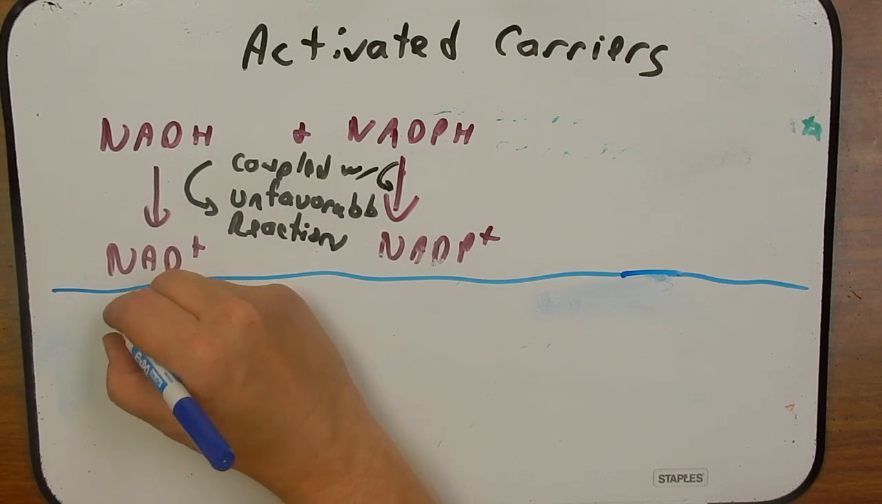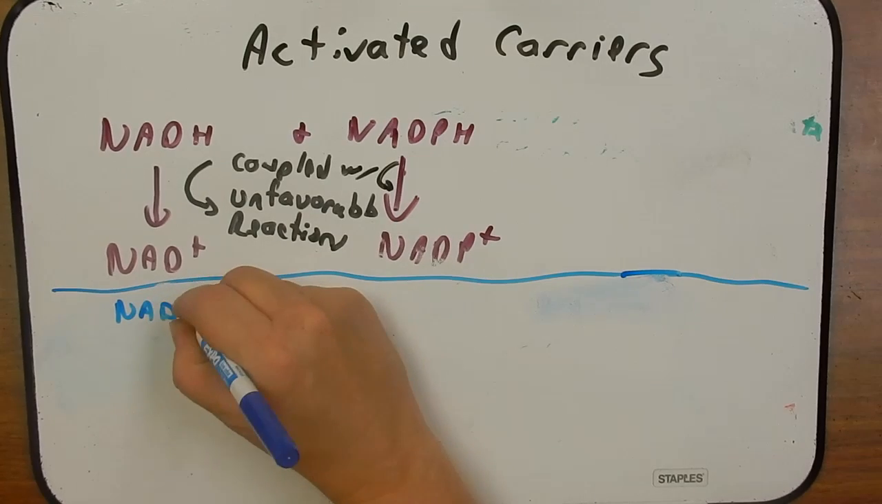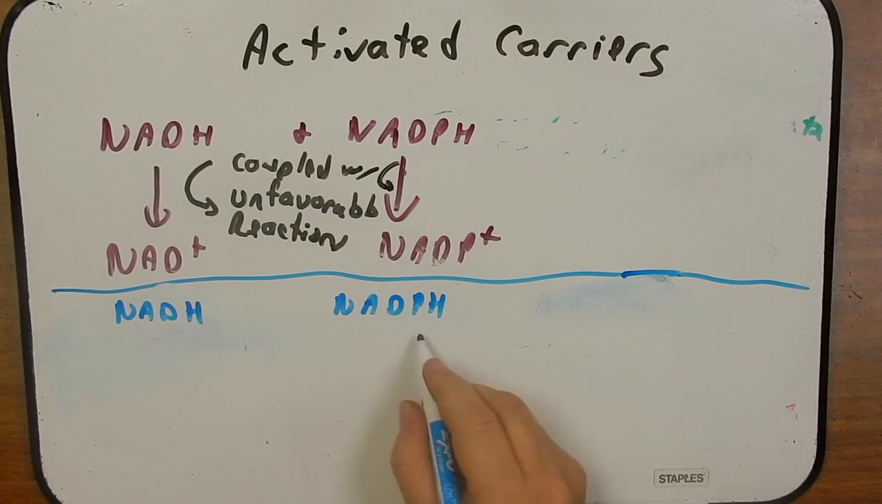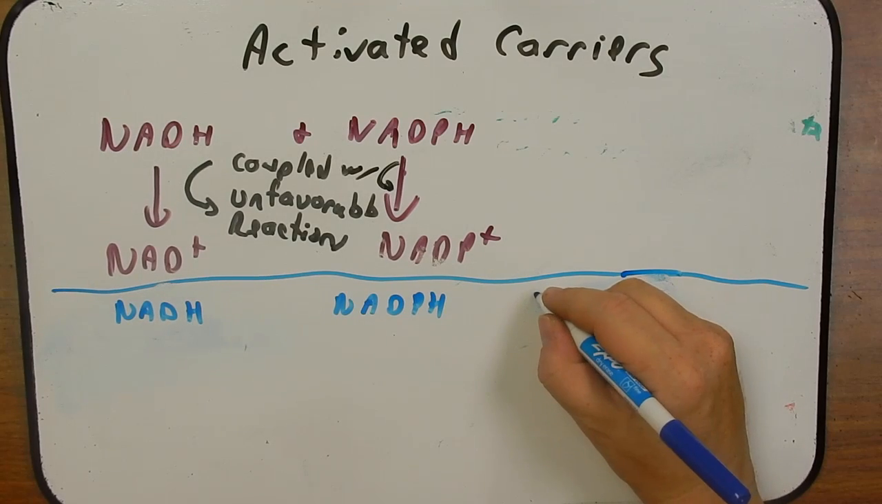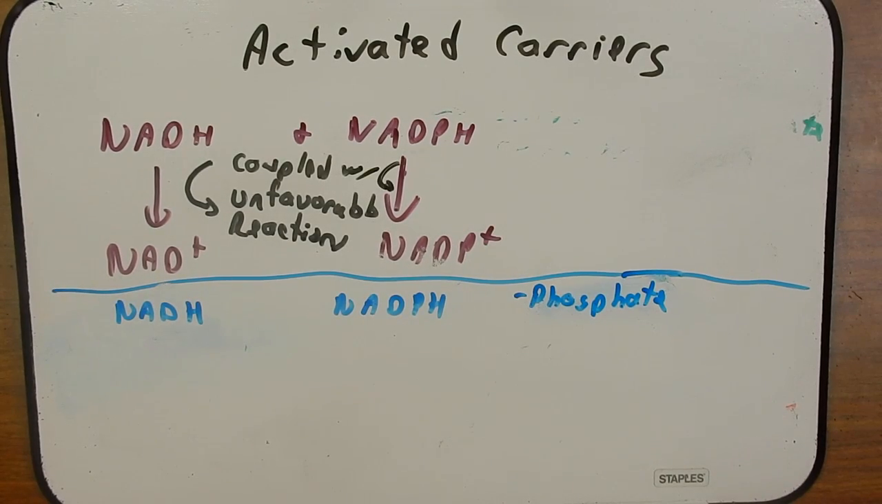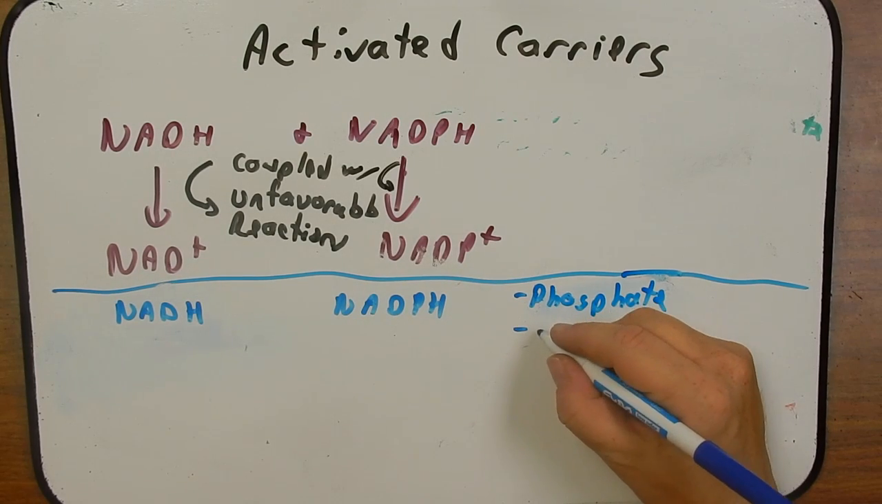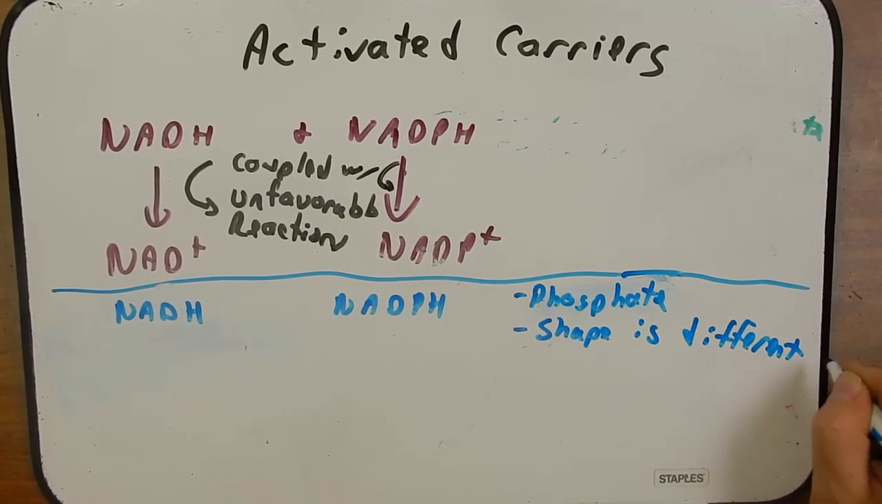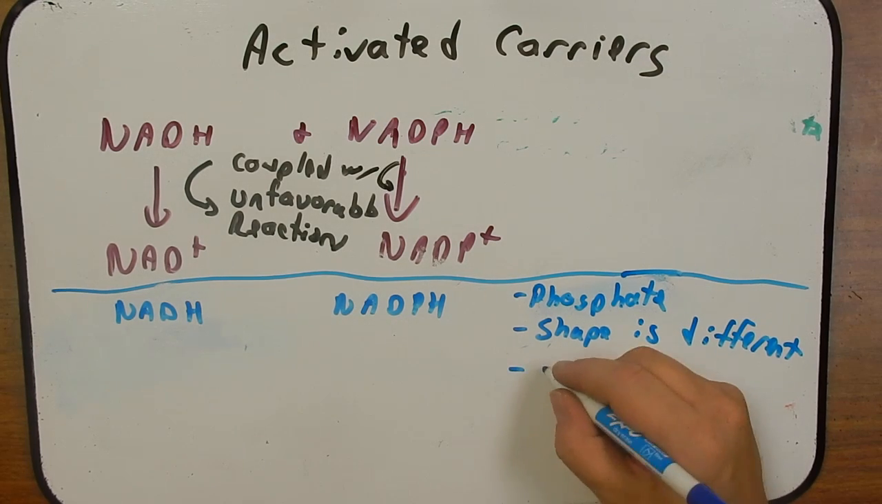Okay, I want to talk a little bit more about NADH and NADPH. The only difference between them is a phosphate group on NADPH. So it really doesn't change their overall structure much, but it does change their shape. So their shape is different. And shape is very important because that means they will fit into different enzymes. Because of this shape, as I said, they'll bind different enzymes. And, well, let me just write that down.